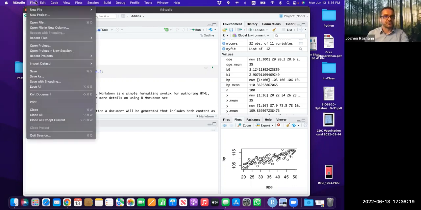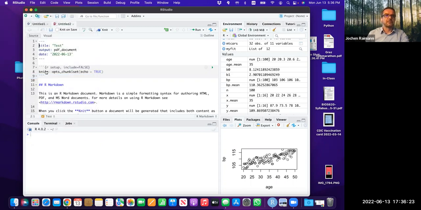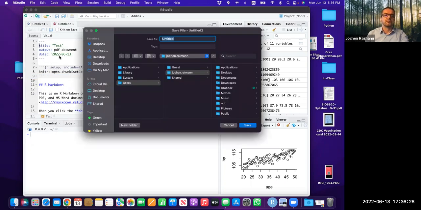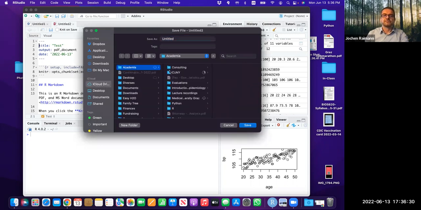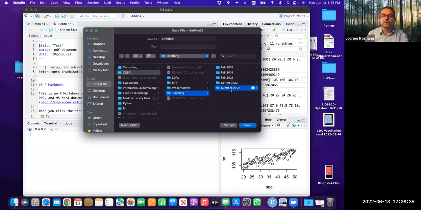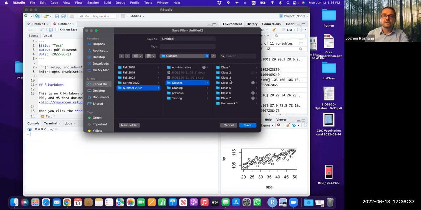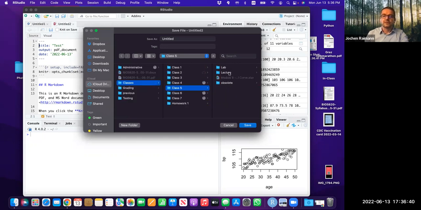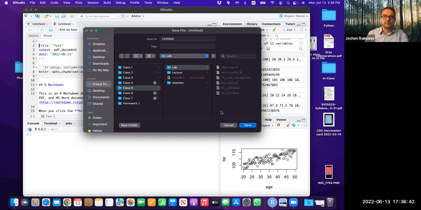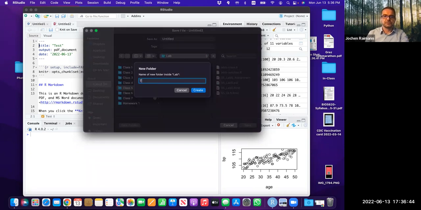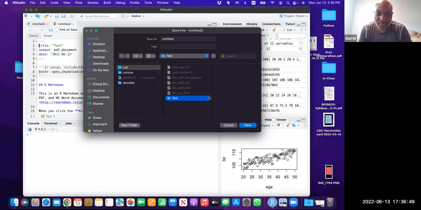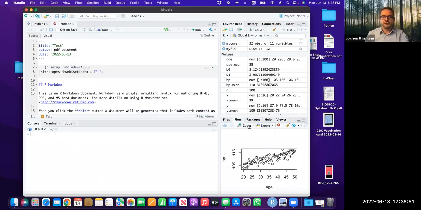Just a second. Okay. So now we go on File, now we go on Save As. Now we find the folder we want to save it in. I go in CUNY, teaching, grammar, classes, 5, and lab, and I create here a new folder, which is the folder test. So we know this is in test. This markdown file I'm saving in test.